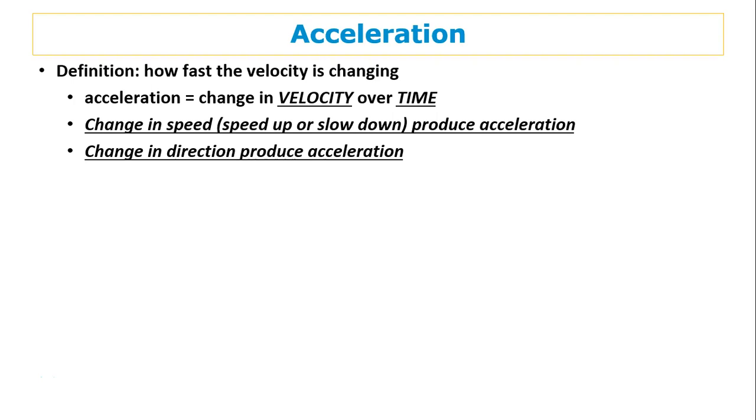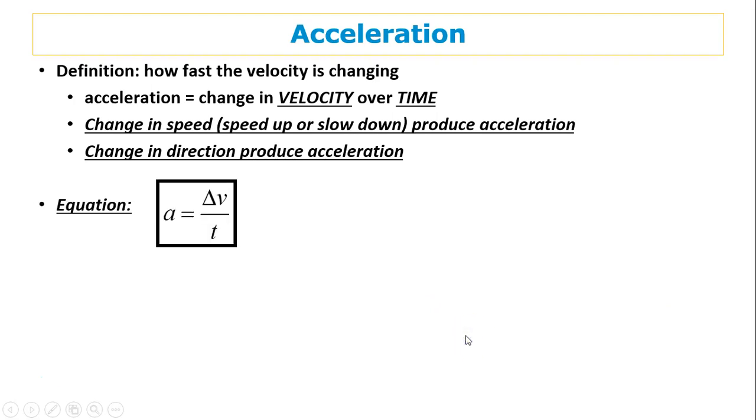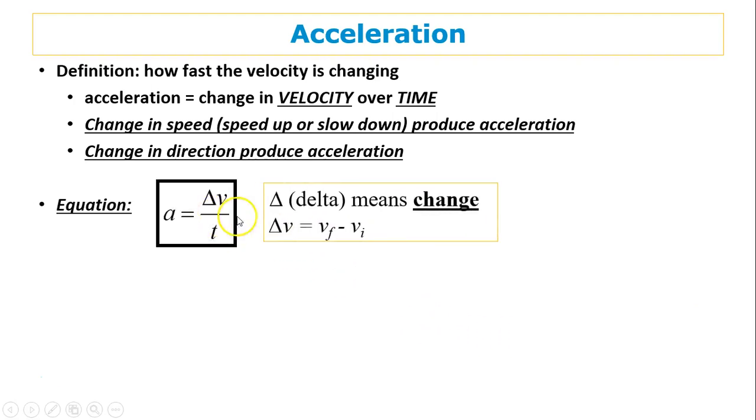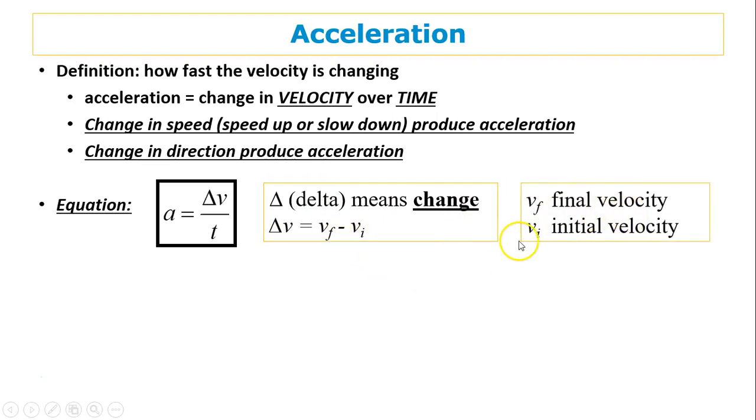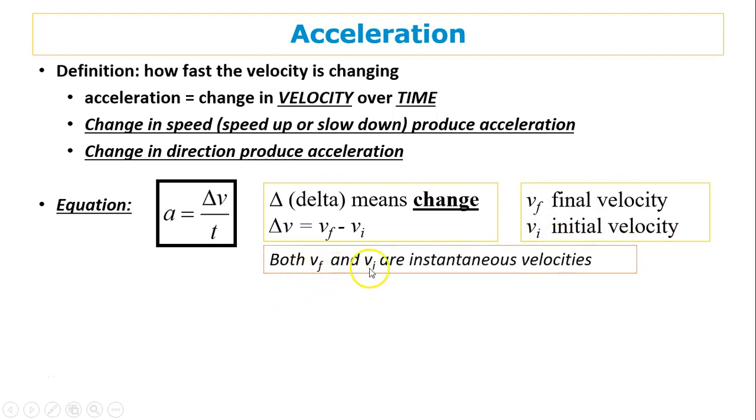Since velocity has two parts, speed and direction, whenever you change your speed, you are accelerating, and whenever you change direction, you are accelerating. Equation: a equals change in velocity over time. How do we indicate change in velocity? We use this triangle, called delta, which means change. Change in velocity means the difference between final velocity minus initial velocity. So vf is the final velocity, vi is the initial velocity. Pay attention, both final velocity and initial velocity are instantaneous velocities. They are not average velocities.